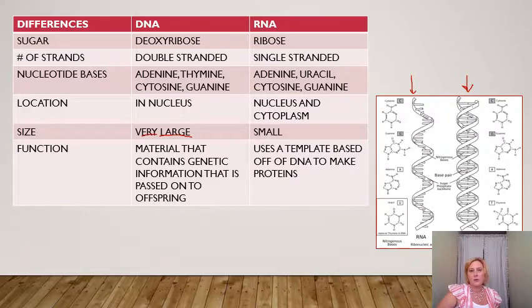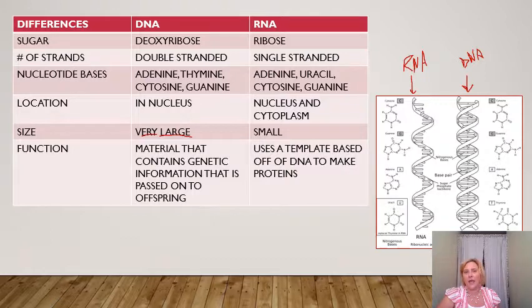Okay? So another difference between DNA and RNA, so this is the DNA over here. Really hard to write with this thing. DNA, and then this is going to be the RNA. So our nucleic acids are going to be made up of smaller building blocks called nucleotide bases.